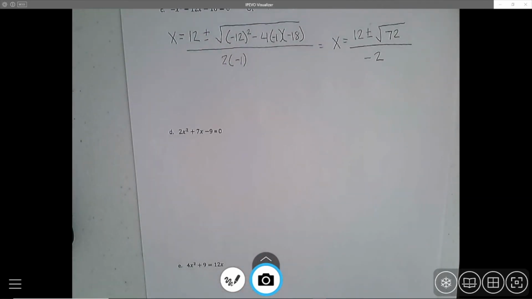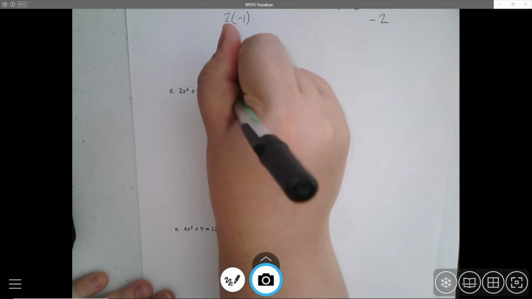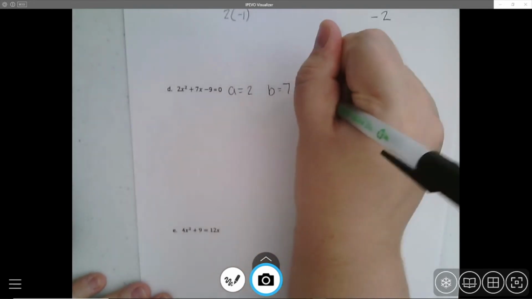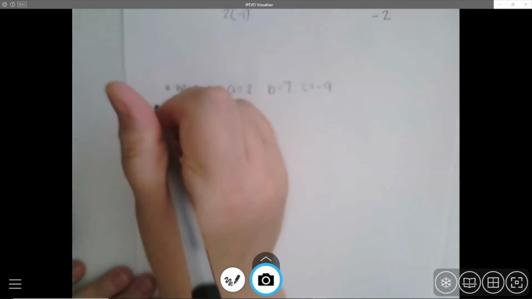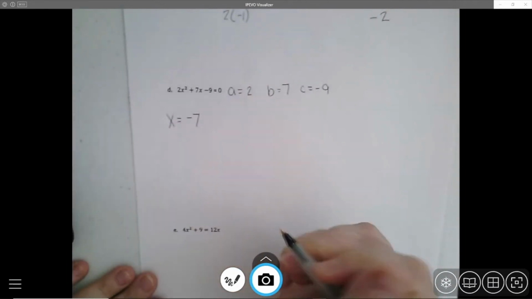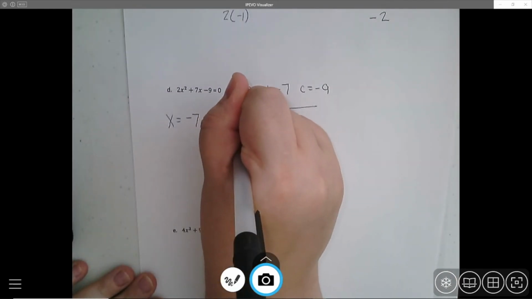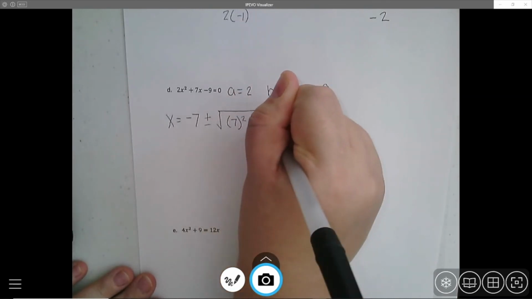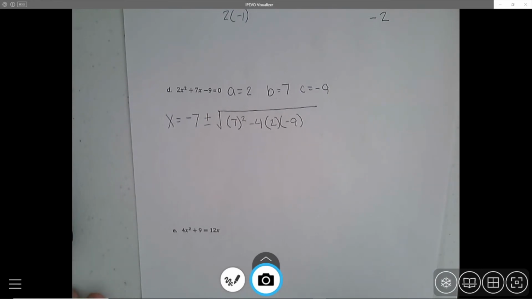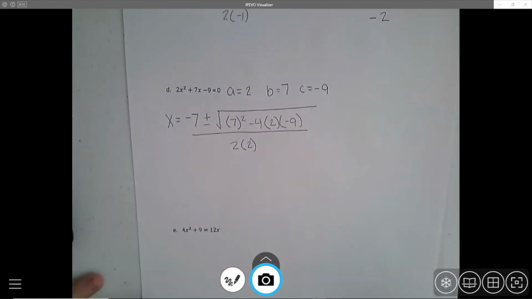Going to the next one. It's already set equal to 0, so I can go right to identifying: A equals 2, B equals 7, C equals negative 9. X equals the opposite of B, in this case negative 7, plus or minus the square root of B squared, 7 squared, minus 4 times A times C. Again, notice everything is in parentheses, all over 2A.